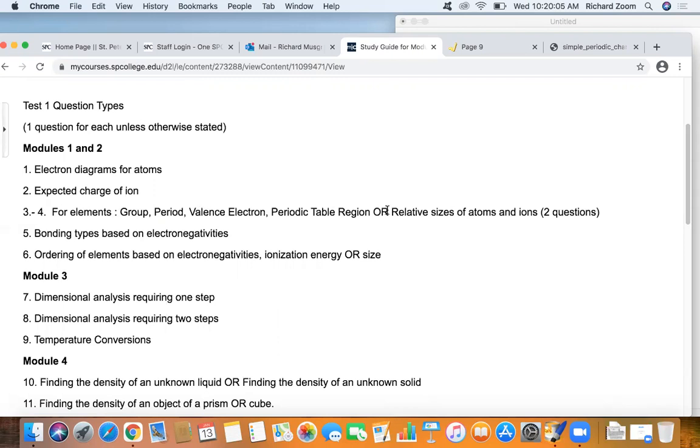So each time you take the sample test, you might get a different one of these. And by taking it multiple times, that's how you'll get to see examples of all of these different kinds of questions that are possible for questions 3 to 4. But it's very clear, it's very transparent exactly what kinds of problems you're going to be getting in each instance. Then when we go down to module 3, you can see you get a problem that involves dimensional analysis requiring 1 step and then dimensional analysis requiring 2 steps.